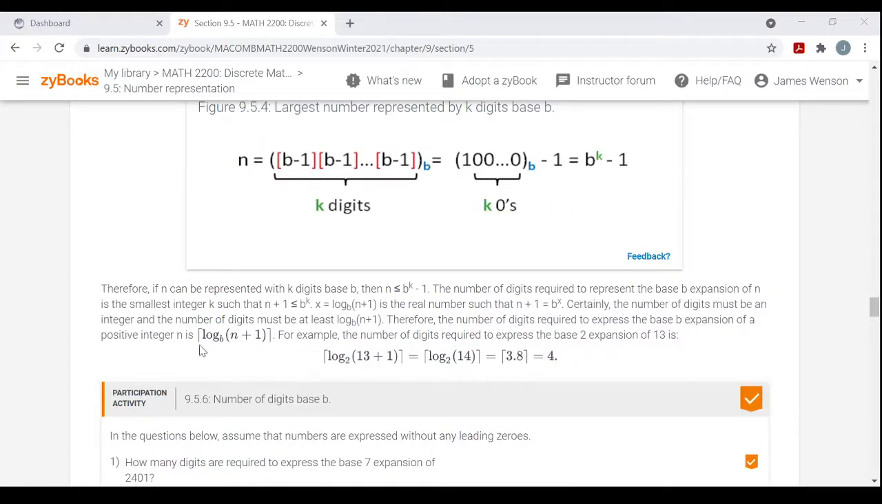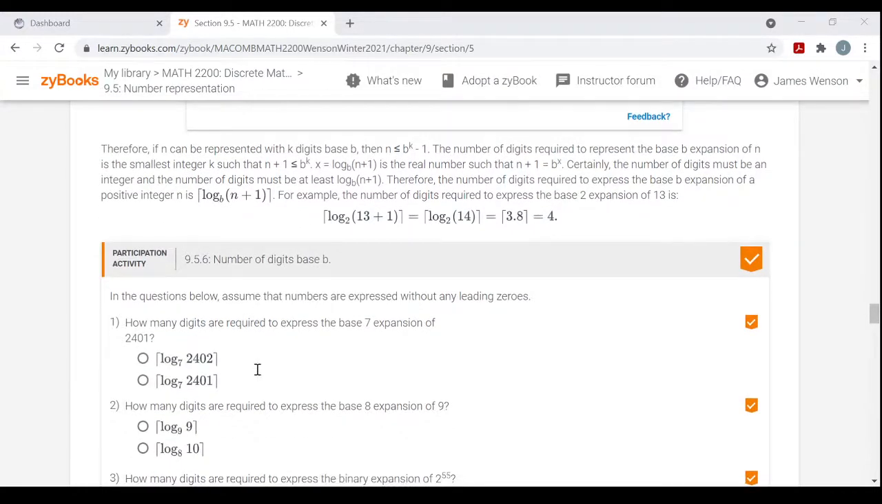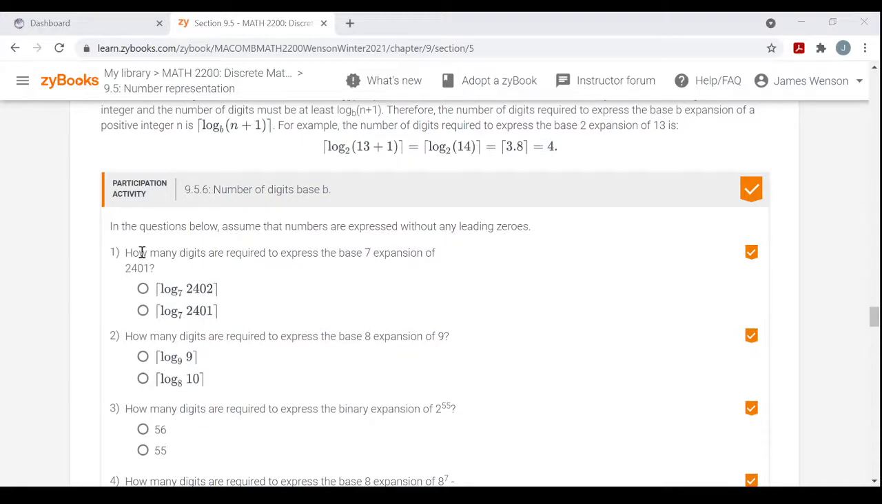So again, this ceiling of the log base b of n plus 1 will give you the number of digits in that base it takes to represent the number n, where n is in decimal. Alright, so question, how many digits then would be required to express the base 7 expansion of 2401? Well, it'd be the log base 7 of 2402, right, remember n plus 1, and then the ceiling.